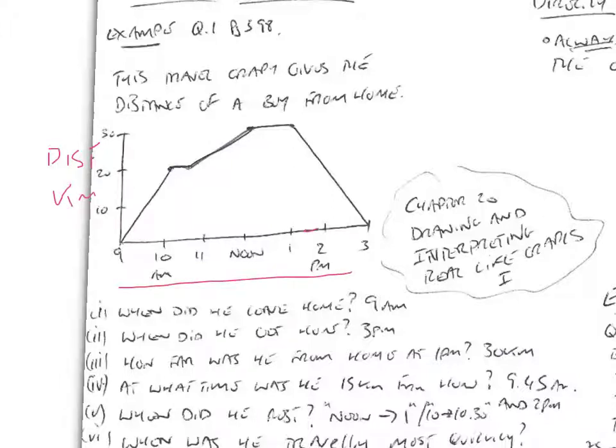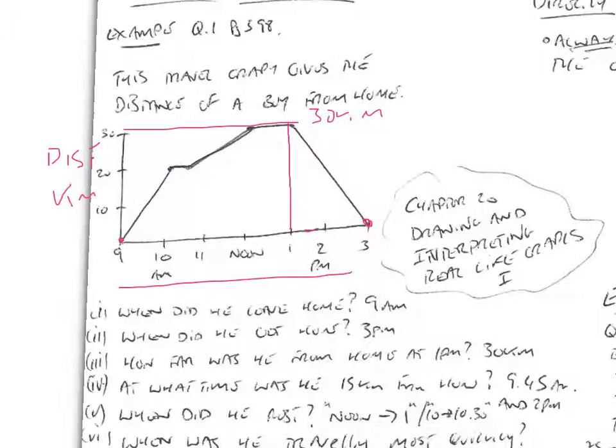Okay, so when did he leave home? Well, it looks like he left home at 9 a.m. And when did he get home? Well, it looks like he got back home at 3 p.m. How far was he from home at 1 p.m? So we have to go up to 1 p.m. and we see that he was 30 kilometers. So we've extrapolated the data by going up the graph.